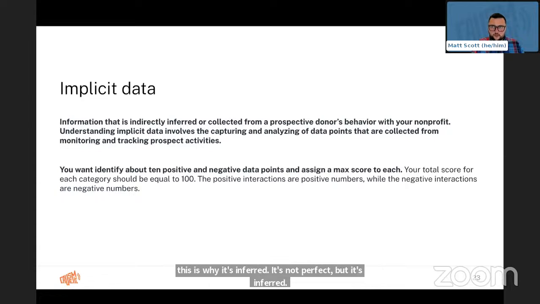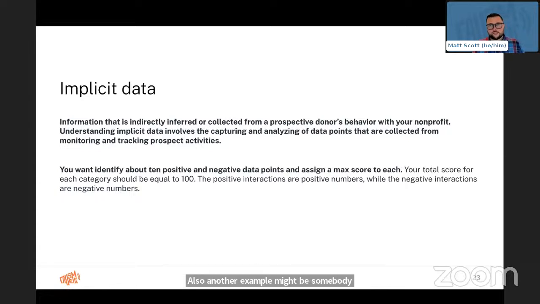Also, another example might be somebody who hasn't visited your website in the last 60 days. So let's say that you're driving people to your website. You're driving them to view your impact data or the stories that you're telling. That would be an example of somebody who hasn't visited might get a lower score. So just like we did on the others, you want to identify about 10 positive and negative data points and assign a score to each of these. And of course, these should also total 100 in value when you add up all of them.